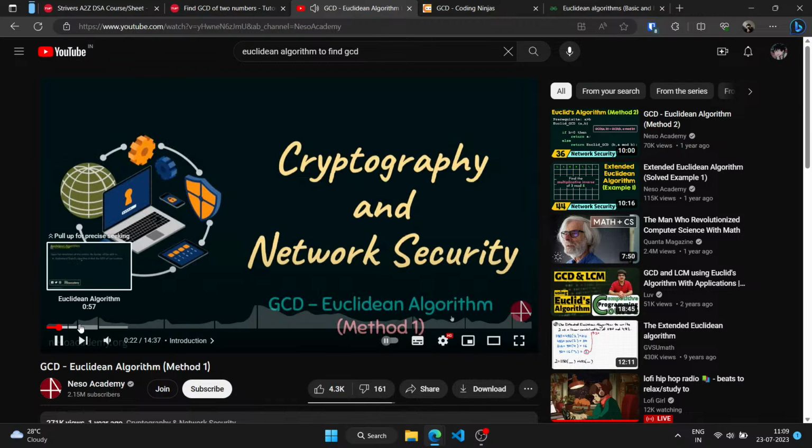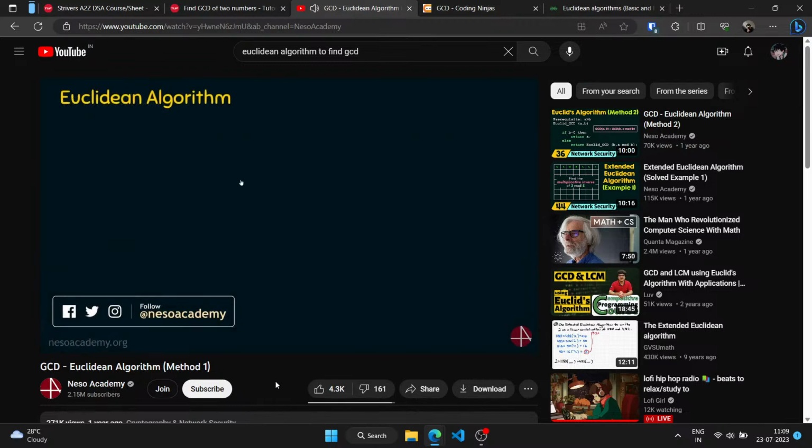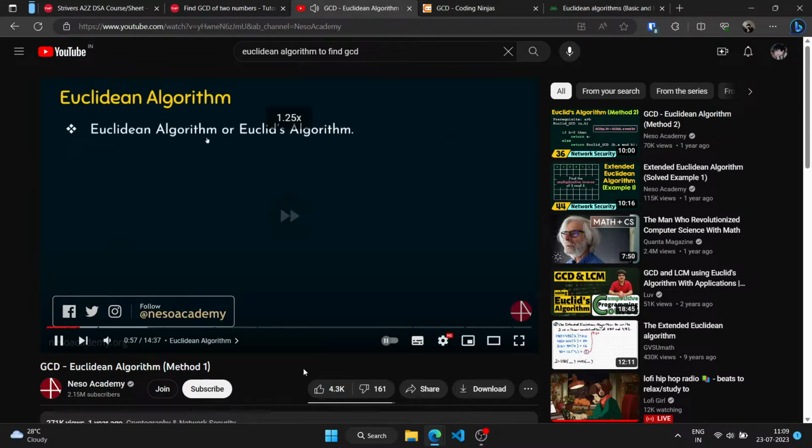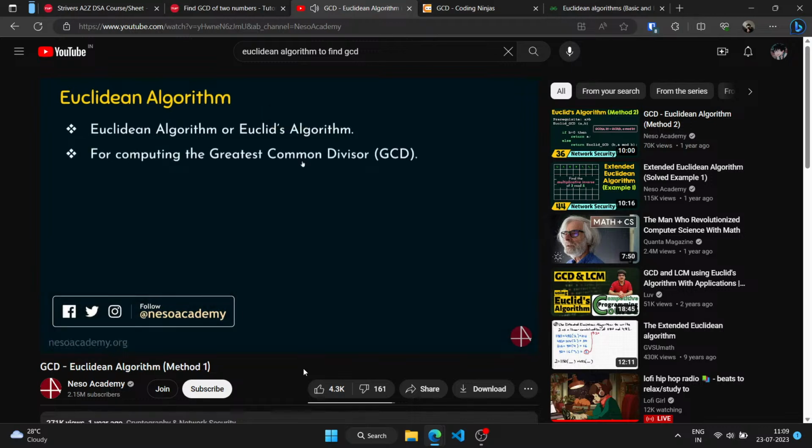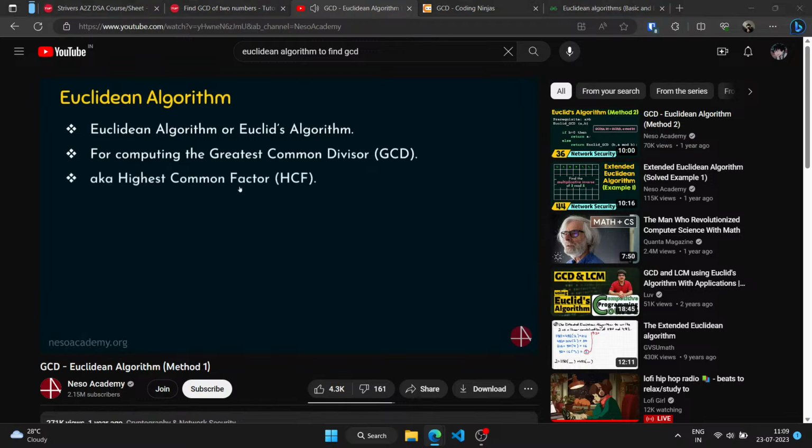In this presentation, we have an algorithm which is also called the Euclidean algorithm. Why are we focusing on this algorithm? This algorithm is for computing the greatest common divisor, simply GCD. This greatest common divisor is also known as the highest common factor, HCF. So whatsoever, the concept is the same. Whether you refer to it as GCD or HCF, we are going to find the biggest divisor, that too the common divisor.